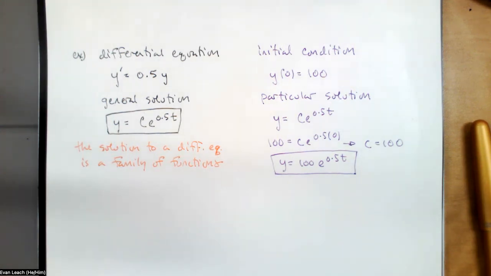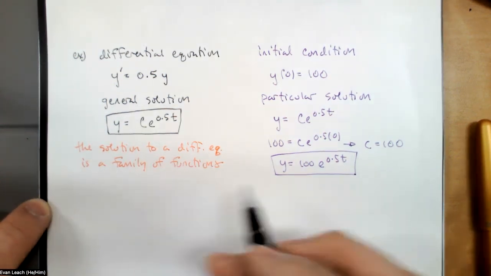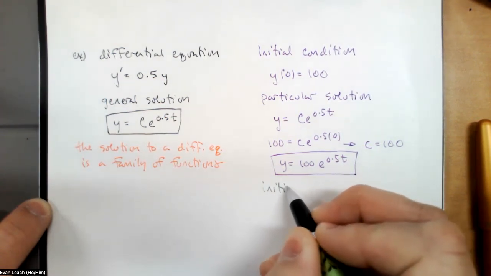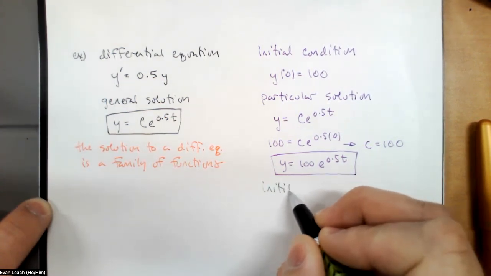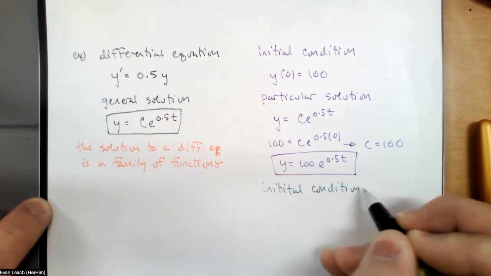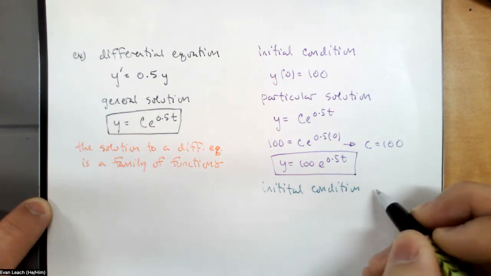The differential equation defines a family of functions. And then we need some additional information, an initial condition, to figure out a particular solution, a particular member of the family. So the solution to a differential equation is a family of functions, and the initial condition chooses a particular member of the family.